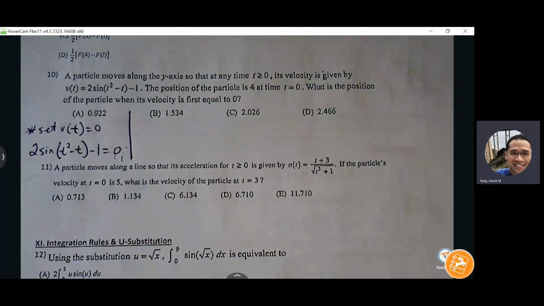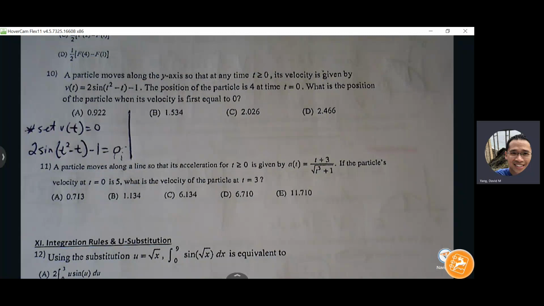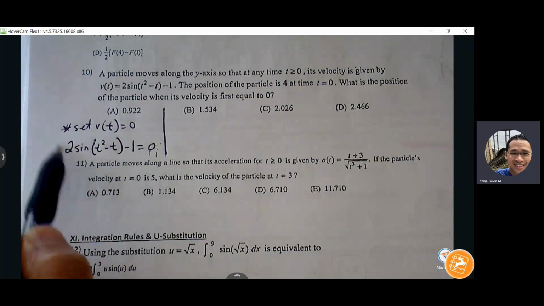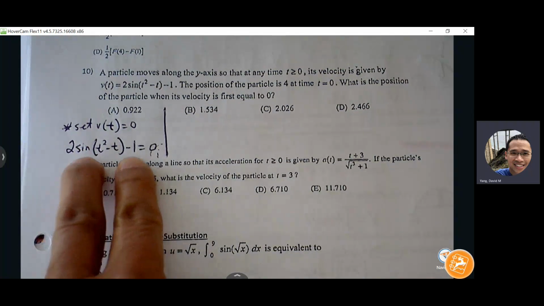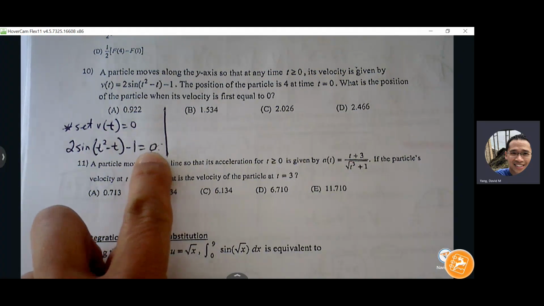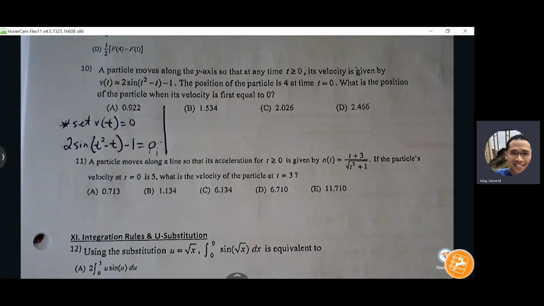Now, this is not something that we would want to solve by hand, right? So this is really a calculator question. What we want to do is graph this function, and we can just look to see where the graph crosses the x-axis, and that is our x-intercept. That's our solution here.